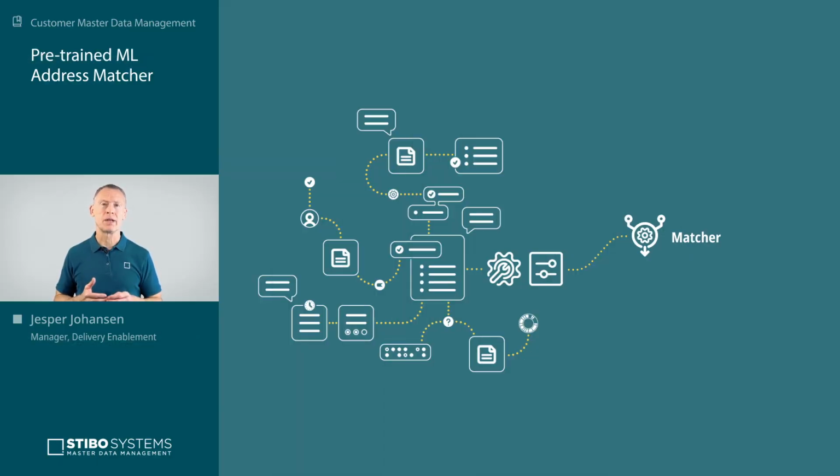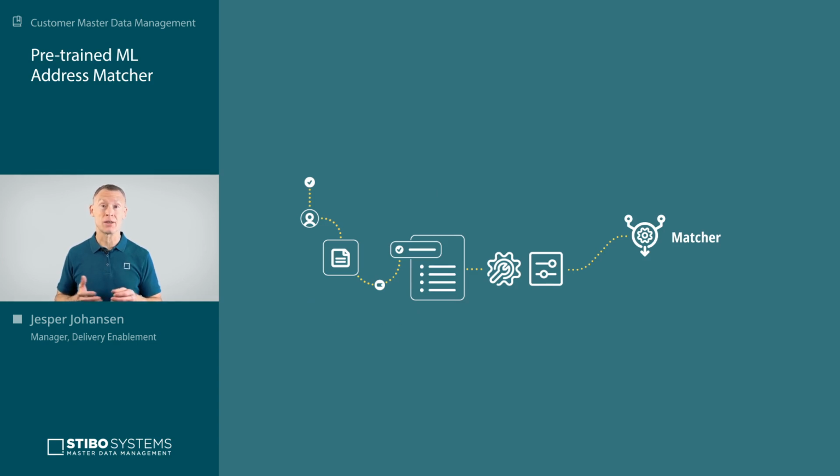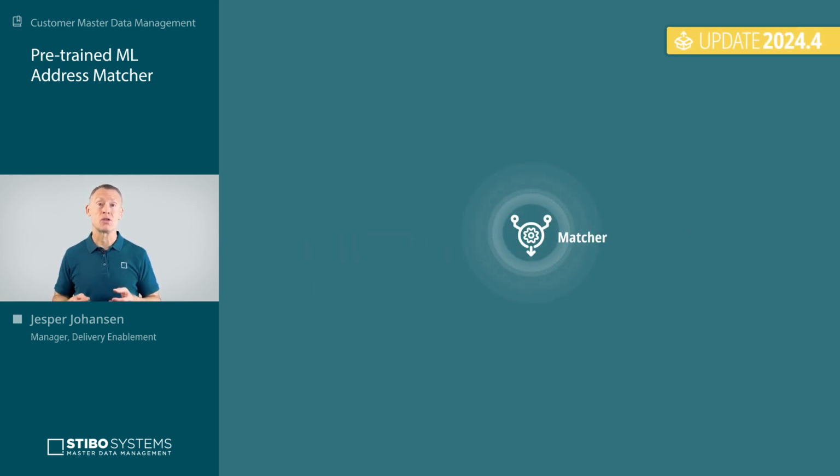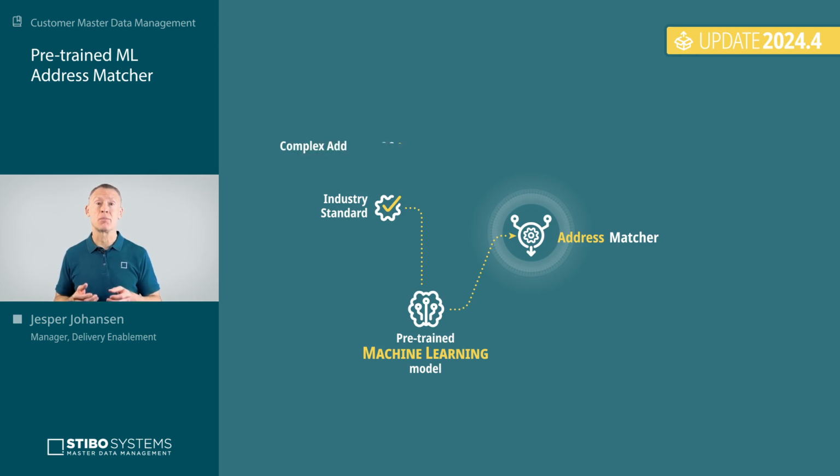To reduce the complexity when configuring and tuning matches as part of building a customer and supplier data matching algorithm, Stibo Systems introduce in this update a fully mature and ready-to-use address matcher, using a pre-trained machine learning model that captures industry standards and complex address matching edge cases.